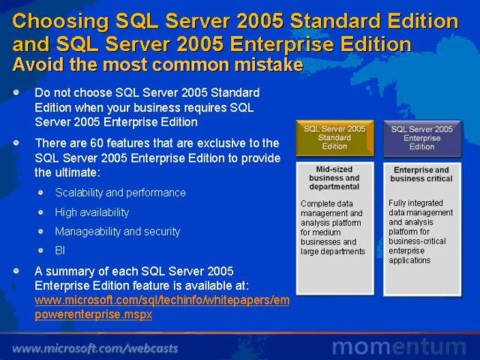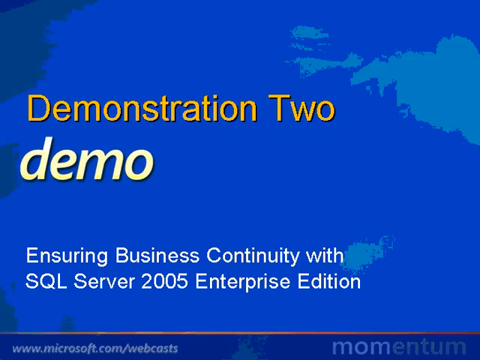We have the address here to get a better understanding of what are these 60 features in the Enterprise Edition that make it ideal. With that, I wanted to show you how you can ensure business continuity with the Enterprise Edition by taking advantage of database mirroring technology, which we talked about earlier. And how does that work?